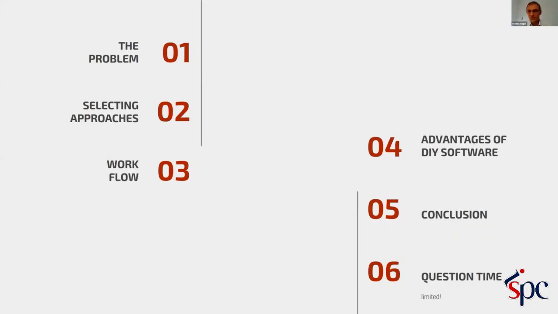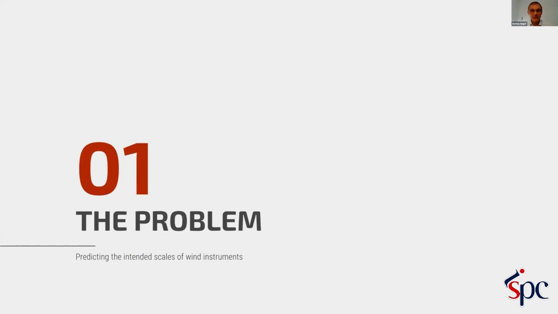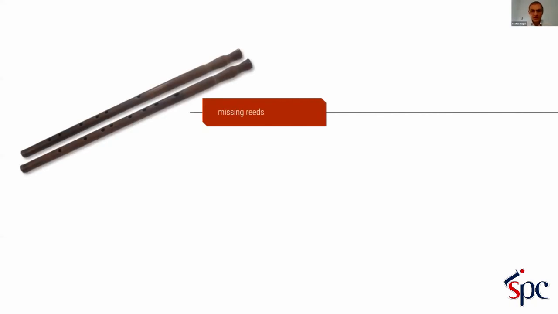So I'm taking you through a quick tour of 6 chapters, as 6 chapters were in the template we were provided. So the problem is, for me, predicting the intended scales of wind instruments. I'm mainly interested in the tonal material that an instrument was meant to provide to the player, to the audience. What is the problem with just reproducing it and playing it?